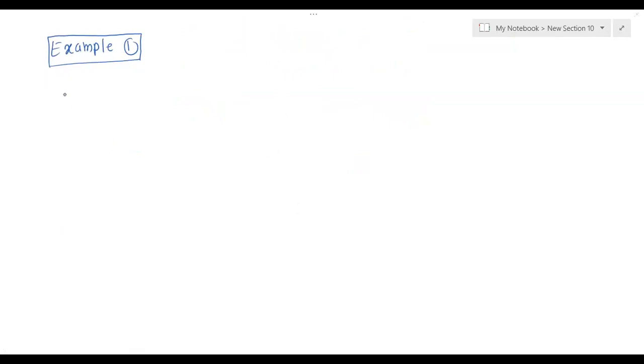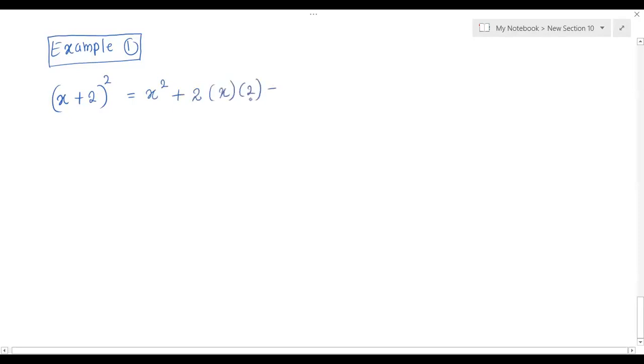Okay, let's take an example. Example 1. X plus 2 squared. Then how we find the answer? Then it is square of first term. It is x squared. Add 2 times product of 2 terms. Then it is x into 2. Add square of the second term. So it is 2 squared. Then x squared add 2 into 2, it is 4 into x, 4x. 2 squared, it is 2 into 2, 4.